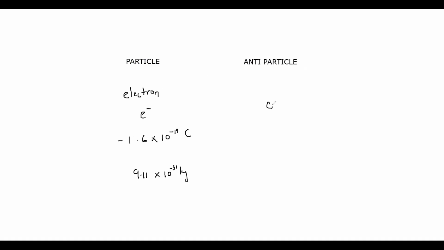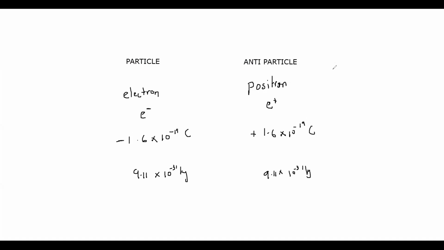Antiparticle of electron means it will have the same mass, which is 9.11 into 10 to the power minus 31 kg. It will have the same magnitude of the charge, but the only difference, antiparticle or opposite particle, if electron is negative, then this antiparticle of electron is having the same charge but positive. And the name of this antiparticle of electron is called positron, not proton. It is called positron.